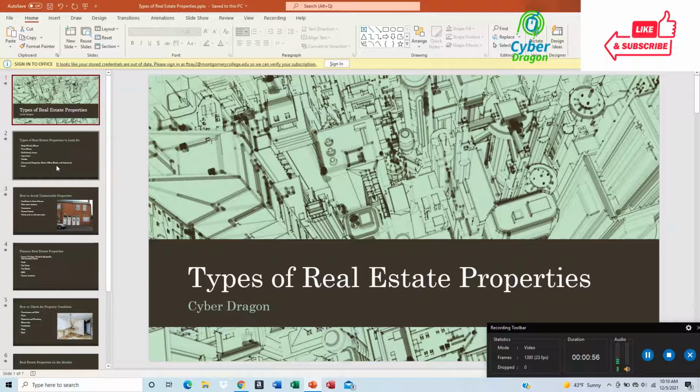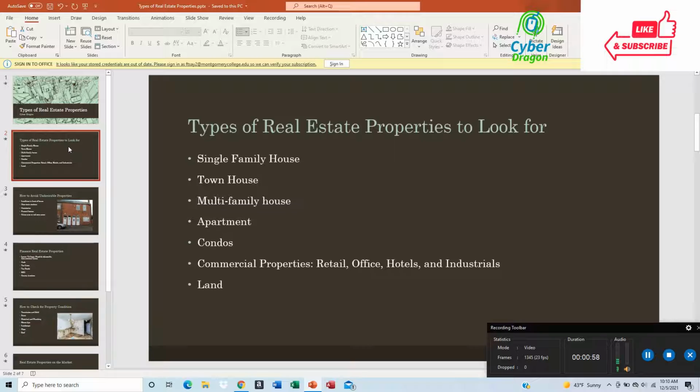Okay, so the types of real estate properties to look for are residentials, which include single-family house, townhouse, multifamily house, apartment, condos, or you can also do commercial properties like retail, office, hotels, and industrials. And also medical offices, self-storages, to name a few extra. And also you can buy land, on which you can build a house.